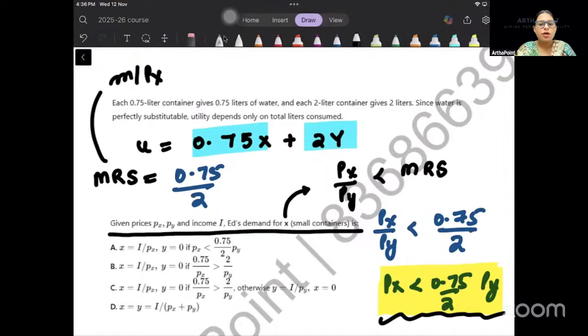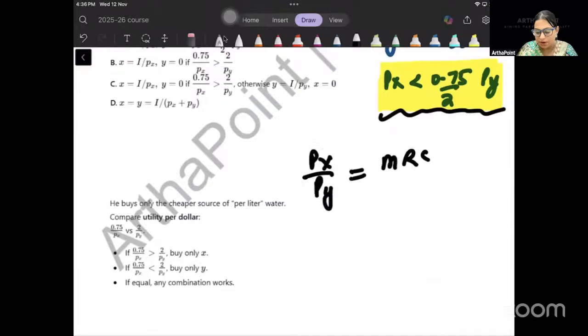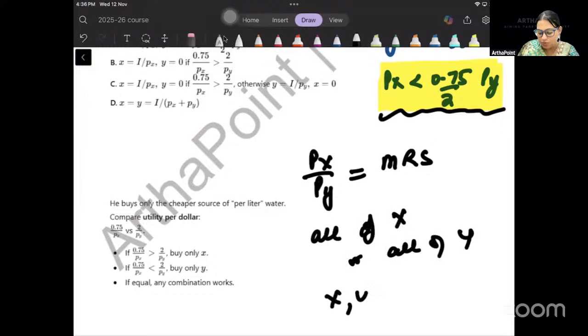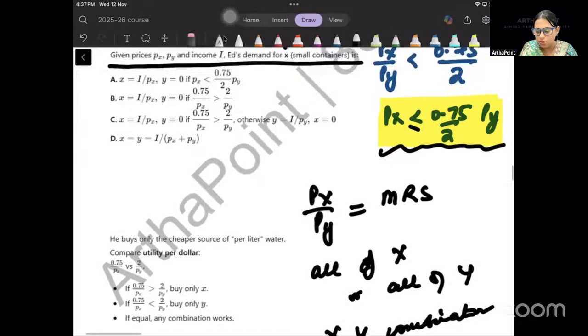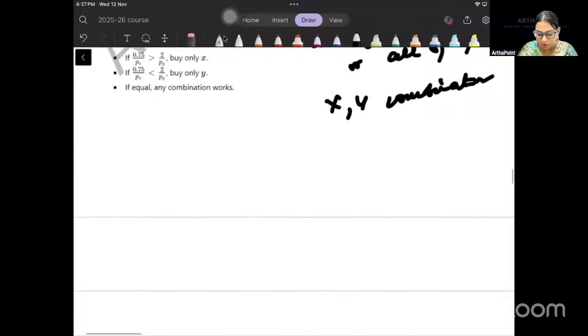Okay. With the equal to sign, you can combine any combination. That means if Px by Py is equal to MRS, you can consume all of x, or all of y, or x and y in combination. So even with the equal to sign, we can consume all of x. Had there been an equal to sign, we would have taken that into account. Okay, so come to the next one.